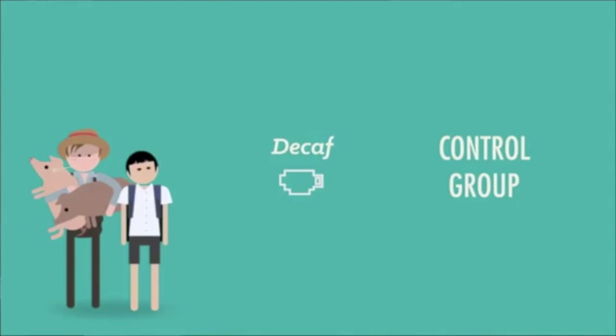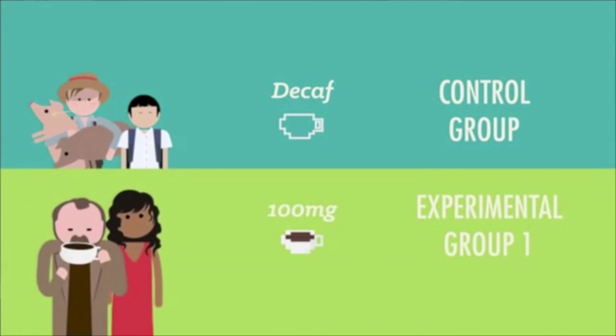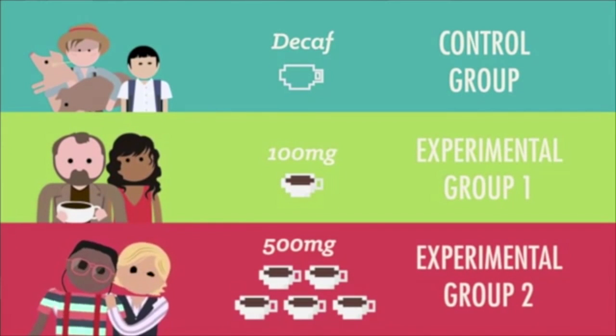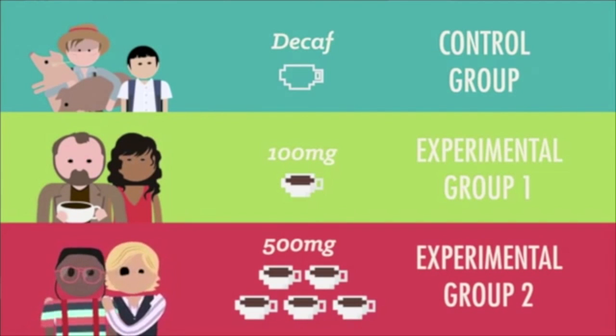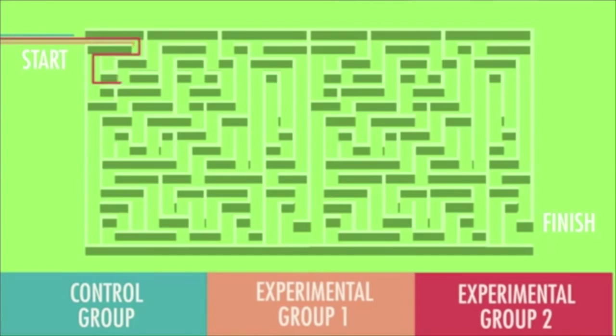So the control group gets a placebo, in this case decaf. Experimental group 1 gets a low dose of caffeine, which we'll define at 100 milligrams, just an eye-opener and like a cup of coffee's worth. Experimental group 2 gets 500 milligrams, more than a quad shot of espresso dunked in a Red Bull. Once you dose everyone, turn them loose in the maze and wait at the other end with a stopwatch.